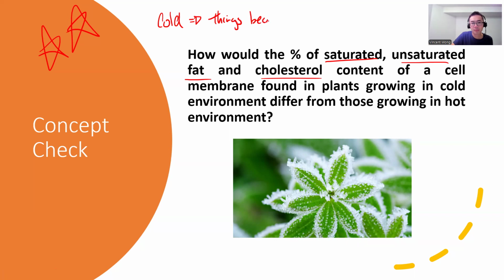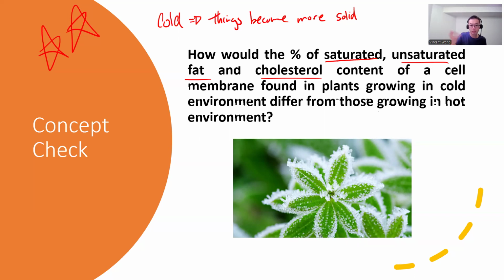Things become more solid. Like, you put water in the freezer, it's gonna turn into solid ice. So in general, when it's cold, things tend to become more solid, and that includes the cell membrane. If it's really cold, then the movement of the phospholipids is gonna slow down, and they tend to come closer and closer together, and then they become more solid.